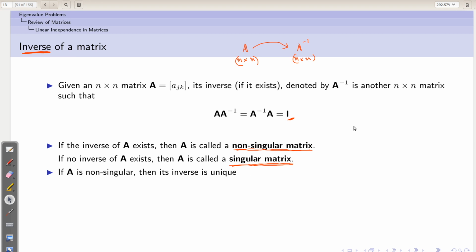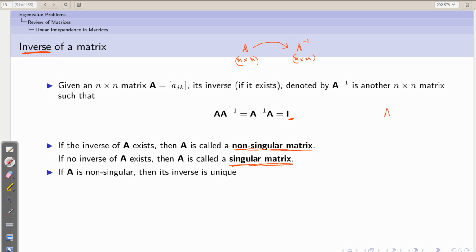So if I have a matrix A and it is non-singular, that means its inverse exists, then that inverse must be unique. That is, it is not possible to find another matrix that is also an inverse of the given matrix. So it's not possible this way.